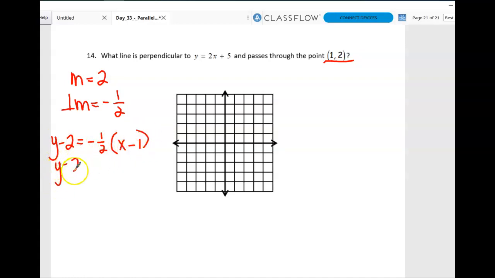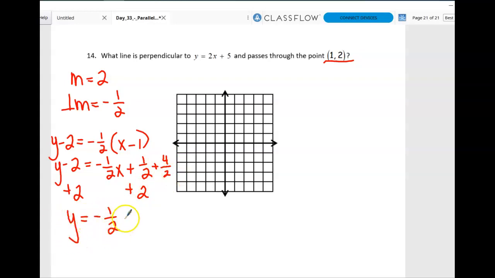I'm going to distribute it, and then I'm going to add 2 to both sides. In this case I'm adding 2, which is actually 4/2. So my final equation is y = -1/2 x, and 1/2 plus 4/2 is 5/2.